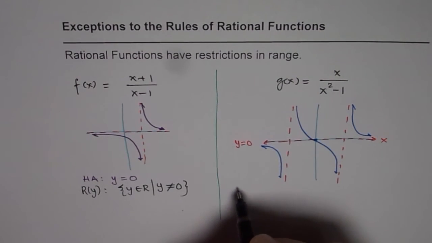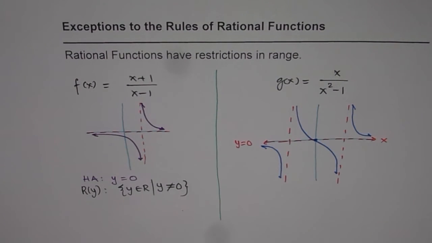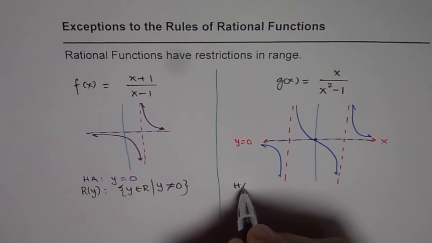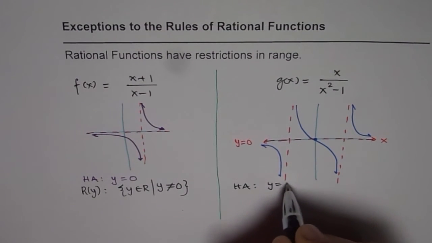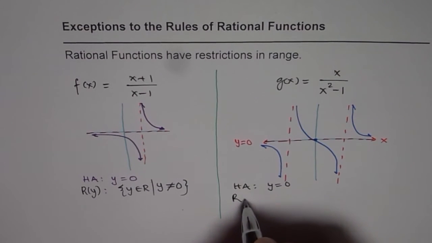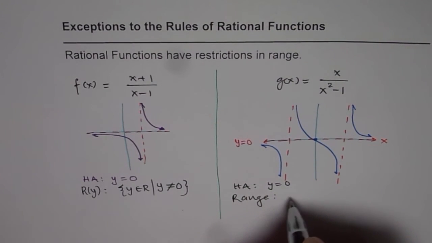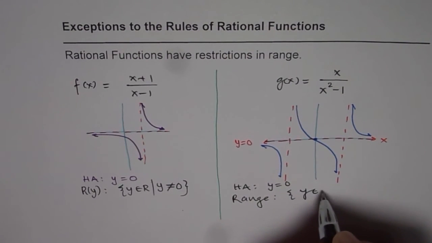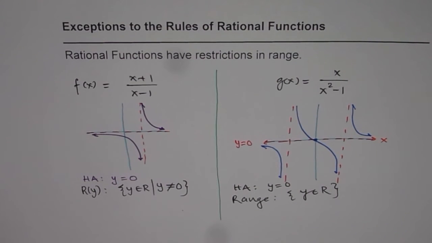But as you can see, here also we do have a horizontal asymptote, and the horizontal asymptote is y equals 0. However, the range for this function is what? Range for this function is y belongs to real numbers. So in this case, what you find is that the range has no restriction at all, right? There could be many examples like this. I encourage you to look forward to some of these.